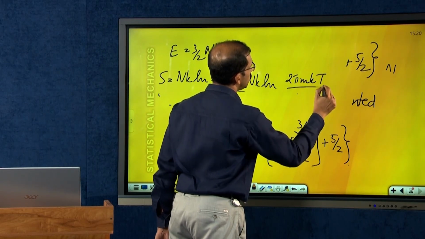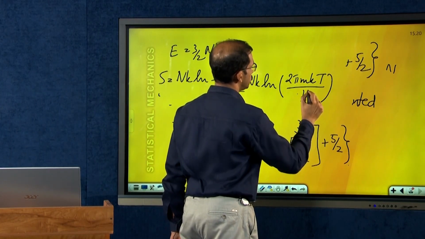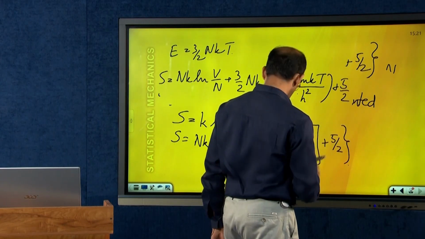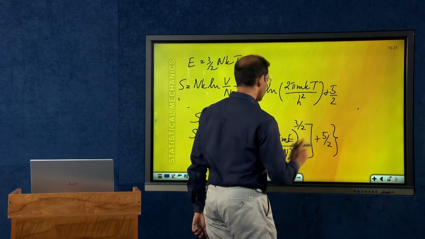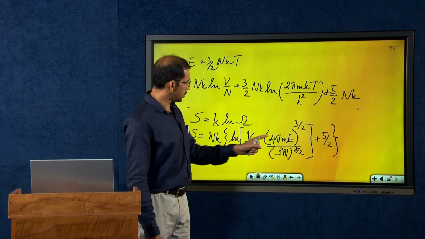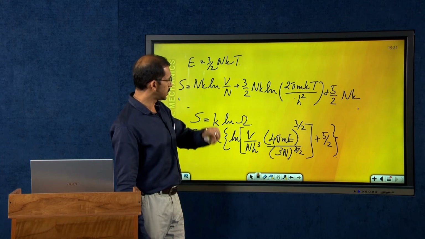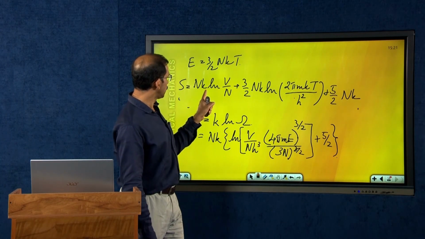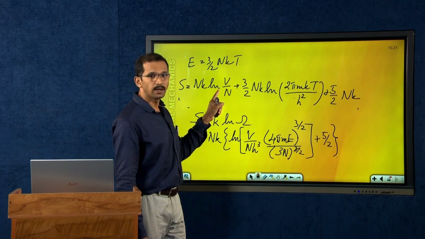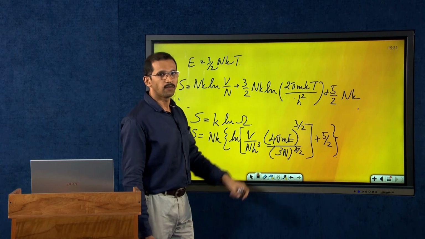ln of 2 pi mkT divided by h squared plus 5/2 Nk. So, what we did was that we substituted E, the energy, is equal to 3/2 NkT for the classical ideal gas into this expression, and if we do the substitution and then simplify, we will end up with Nk ln(V/N) plus 3/2 Nk ln of (2 pi mkT / h squared) plus 5/2 Nk.